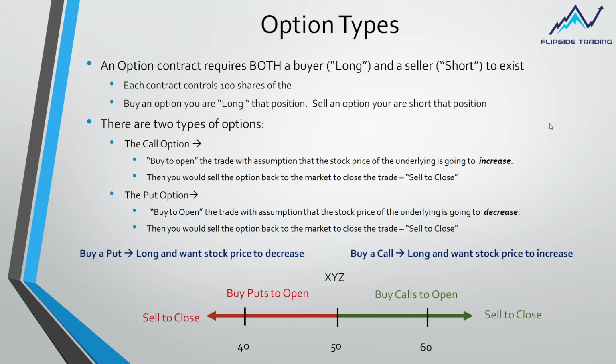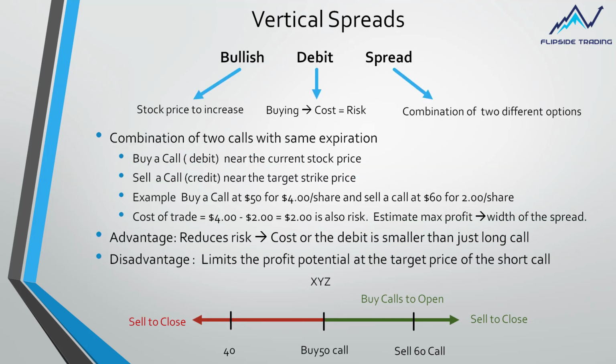So now let's look at how we can apply these together in the form of spreads to produce higher probability, low risk trades. Okay, so what we have here is what we're going to call the bullish debit spread. Bullish means we want the stock price to increase. Debit means that we're going to buy it to open. That means our cost, or our debit, is going to be the risk.